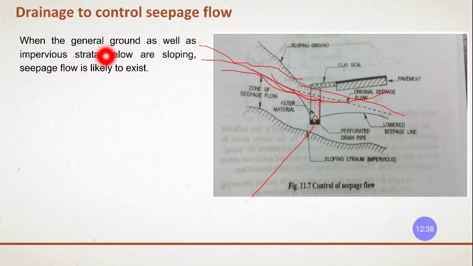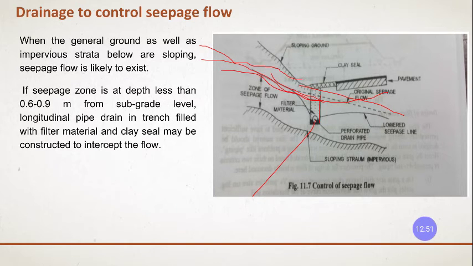When generally the ground as well as the impervious strata below are sloping, seepage flow is likely to exist. If the seepage is at a depth less than 0.6 to 0.9 meters from the subgrade level, the longitudinal pipe drains in trenches are filled with materials, and a clay seal may be constructed to intercept the flow.